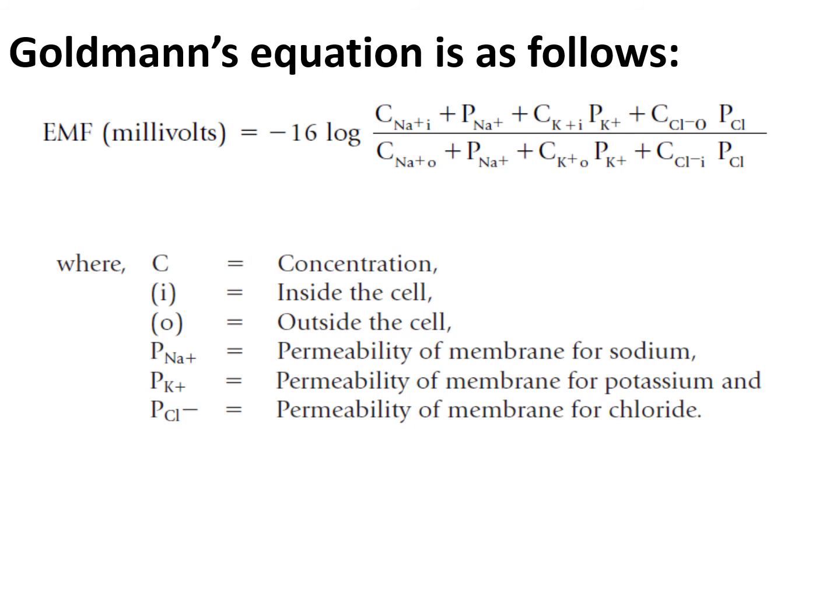divided by the concentration of the sodium ion outside the cell times the permeability of the membrane for sodium ion, plus the concentration of the potassium ion outside the cell times the permeability of the membrane for potassium ion, plus the concentration of the chloride ion inside the cell times the permeability of the membrane for chloride ion. So this is Goldman's equation.